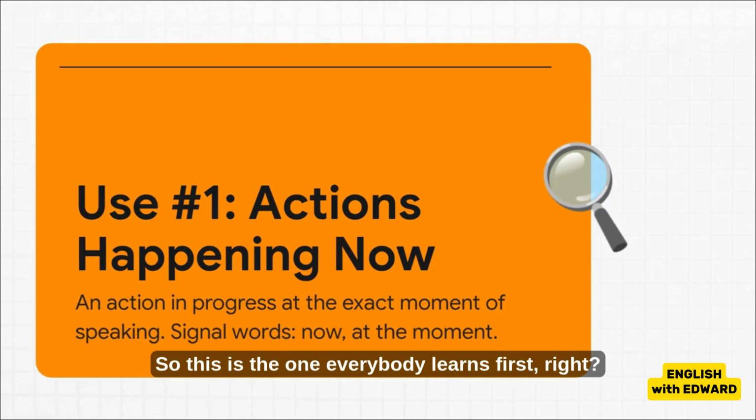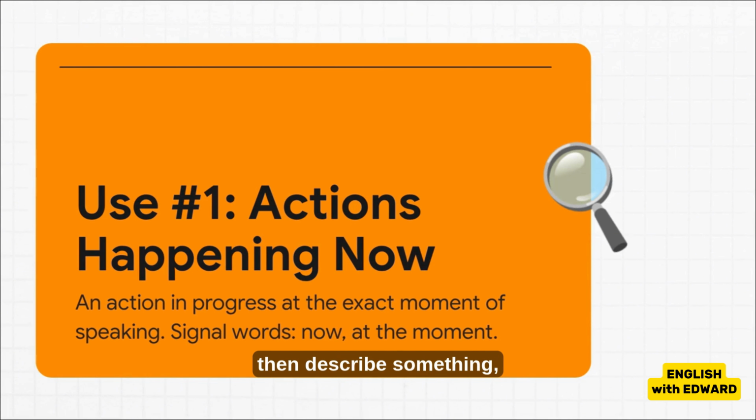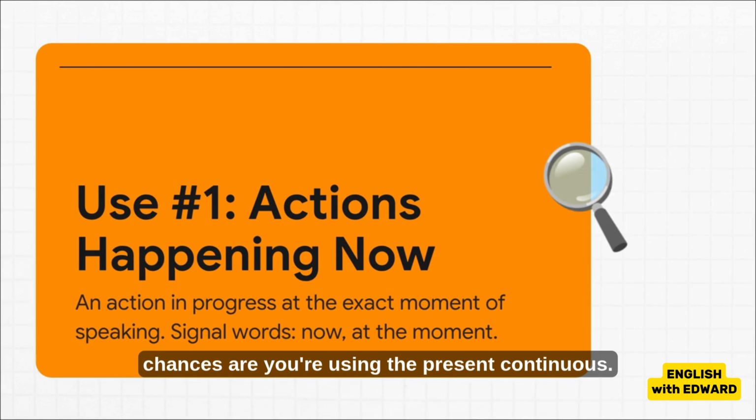So this is the one everybody learns first, right? It's for an action that is literally in progress as you're speaking. If you can shout look or listen and then describe something, chances are you're using the present continuous. Shh, be quiet. The baby is sleeping. It's all about what's happening this very second.